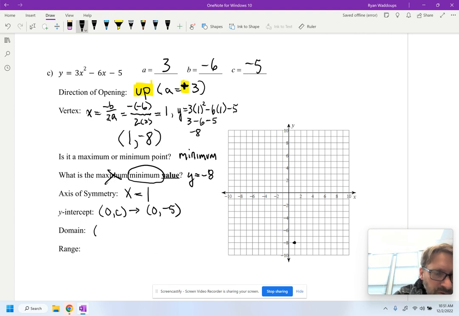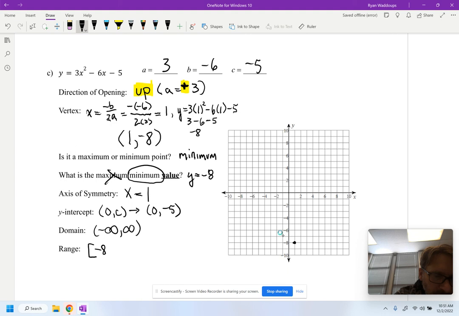And the domain is always from negative infinity to positive infinity. And the range, because this opens up, is going to have a smallest point, and that smallest point is, as we've already said, negative 8 in y. Remember, the range is all of the y values. And the y value is going to go up from there, clear up to positive infinity.